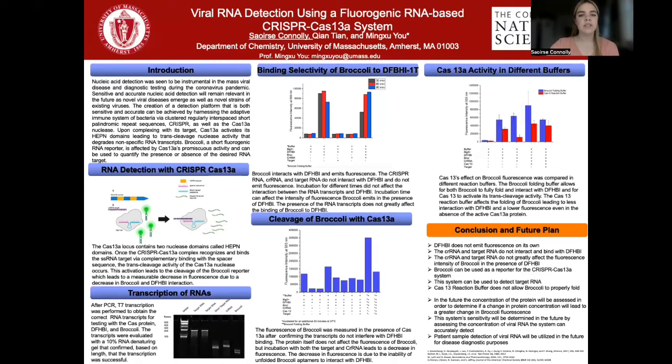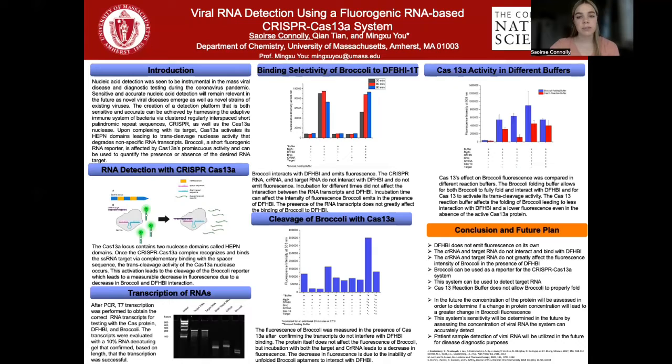The Cas13 reaction buffer affects the initial folding of broccoli, making the interaction between broccoli and DFHBI less favorable, leading to a lowered initial fluorescence even in the absence of the active CRISPR-Cas13a complex. In the presence of the active complex, there is a slight decrease in fluorescence observed. Still, however, the decrease is much less than in the broccoli folding buffer.